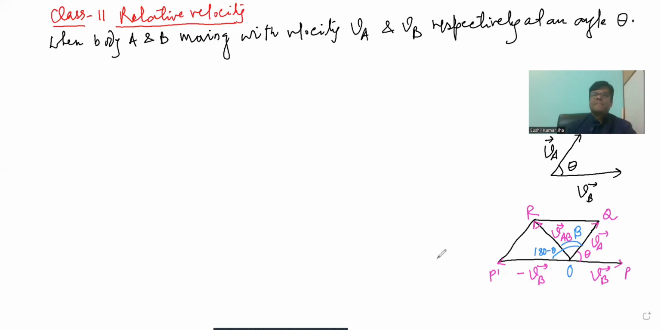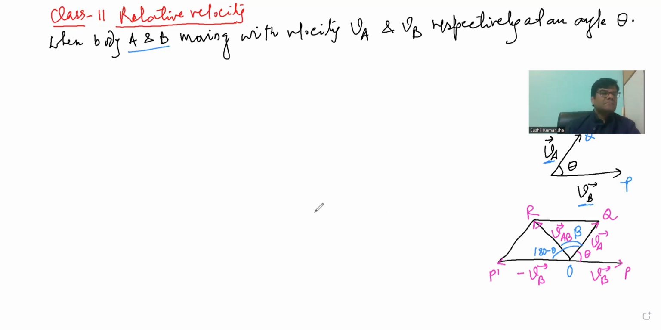So let's find this. In this we assume that we have two objects A and B having velocities VA and VB, and they are going at certain angle theta. Let's say objects are P and Q or body A and B. So if we superimpose VB over here, then this will be the resultant of these two, which is VAB, relative velocity of A with respect to B.